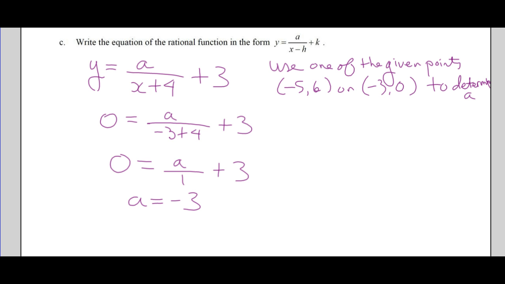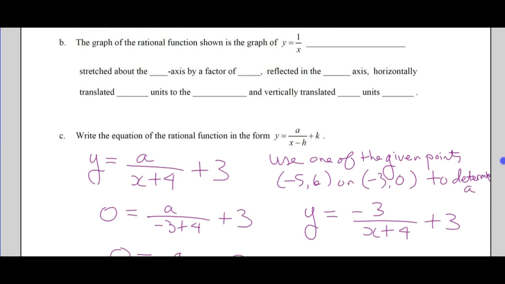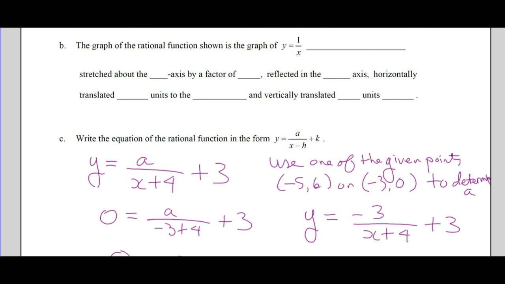This whole reflection thing that they were talking about, it's done now, right? Okay, so what's the equation? And the equation is y is equal to negative 3 over x plus 4 plus 3. Show that. Yeah, okay. Now, we can go up and do B.